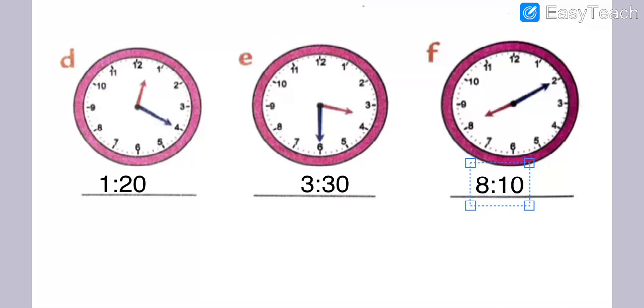Understood? Got my point. So here we have done question number 3. Do not shade, write the time. Got my points, my dear students. Now we will move on to question number 4, my dear students.